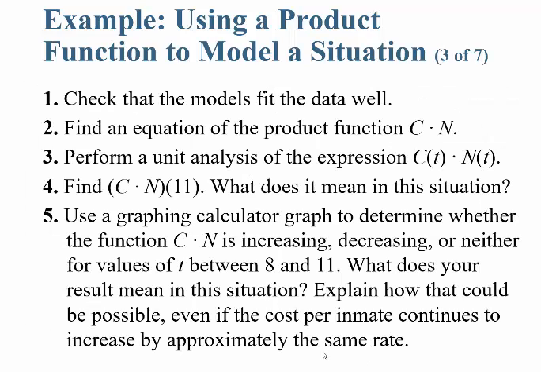All right, so I want to do 4 things. Check that the model fits the data well, find an equation for the product function, perform a unit analysis on the expression, find C times N of 11. What does it mean in this situation? And then use a graphing calculator to determine whether the function C times N is increasing, decreasing, or neither for values of T between 8 and 11. And what does the result mean in this situation? And explain how that could be possible even if the cost per inmate continues to increase by approximately the same rate.